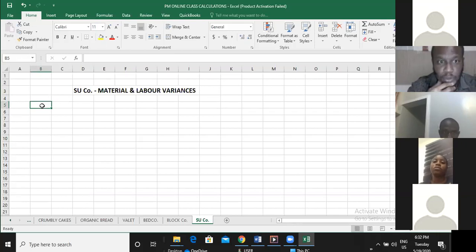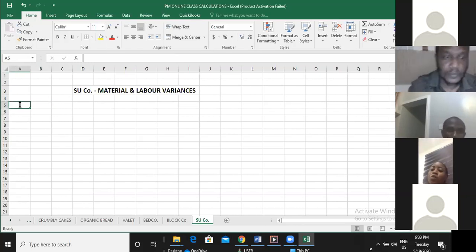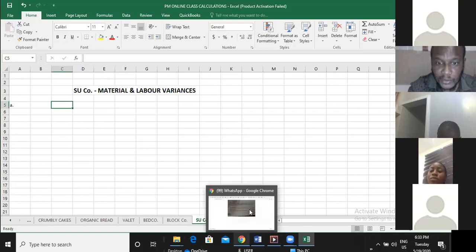Should we put the original one, or have we gotten strong enough? So the original variance now. I don't think I can be going back and forth like this. This thing is not even coming up, so I have to use my phone. All right. So SU. The first one was material variance.